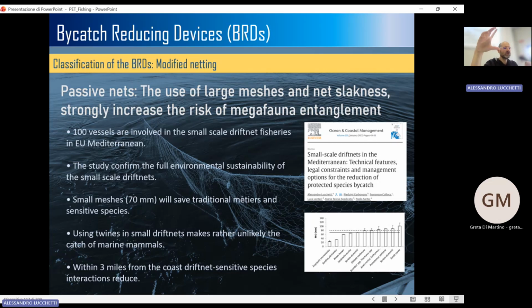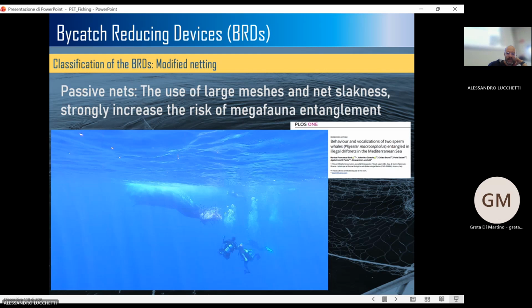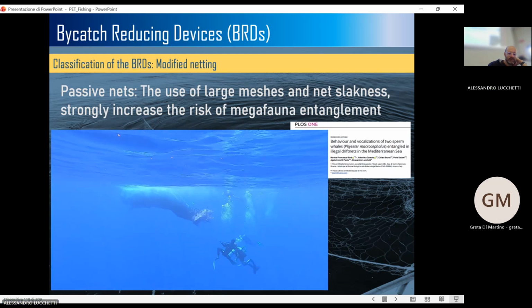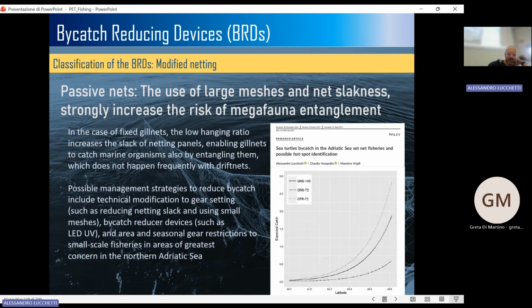The reason is that if you use large meshes, you can increase the probability of catching sensitive species. In some papers, we suggested reducing these 100 millimeters to 80 or even, more conservatively, to 70 millimeters, because the target species of that fishery are small, medium pelagic species. Therefore, there is no reason for using 100 millimeters. The reason is about fishers because they want to catch palamita, sarda, the bonito, which is illegal. Okay, again, this is what we saw later.